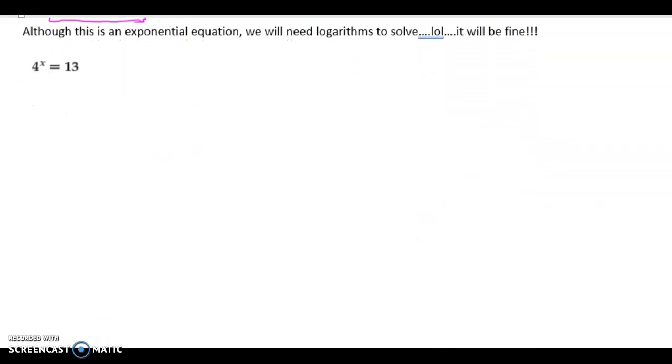Although this is an exponential equation, we'll need logarithms to solve. Don't worry, it'll be fine. I don't think there are any of these problems on your homework, but I just want to show you this one because it's super easy anyway. Remember that when we had 4 squared equals 16, that's an exponential equation. I can change that into the log form. The base goes down here. The answer goes here. And the exponent, logarithms equal exponents, so the exponent goes on the right side.